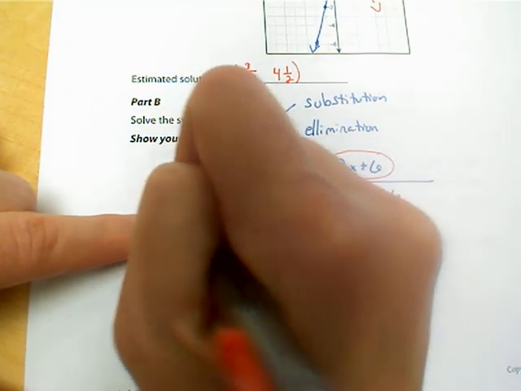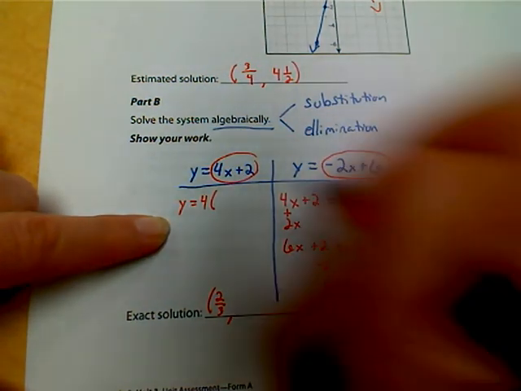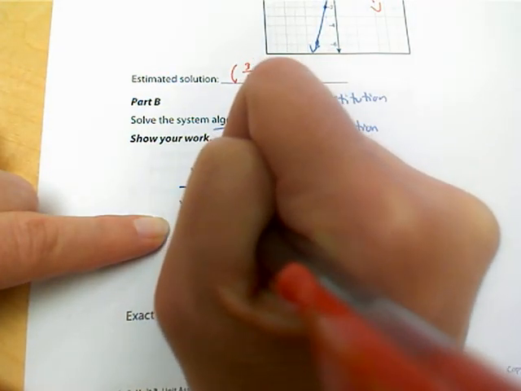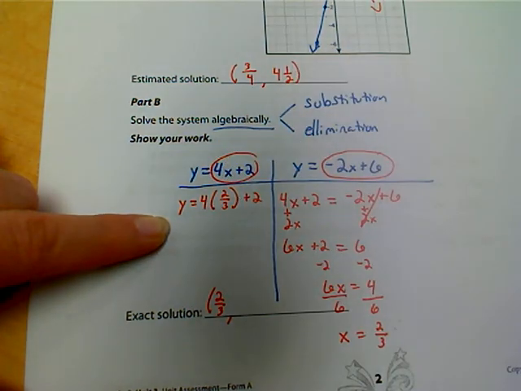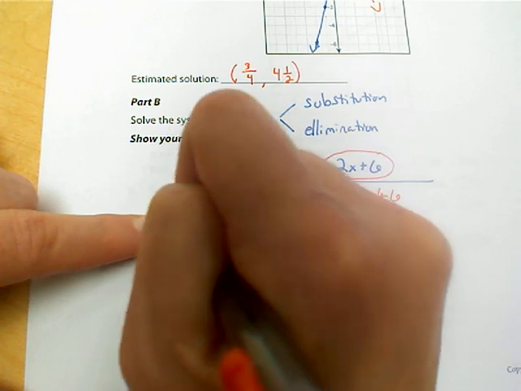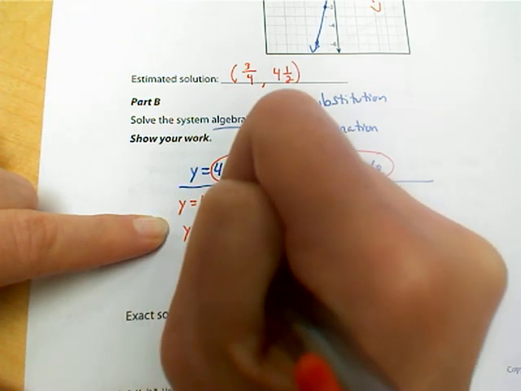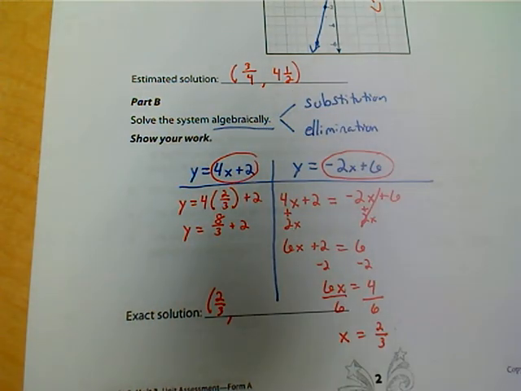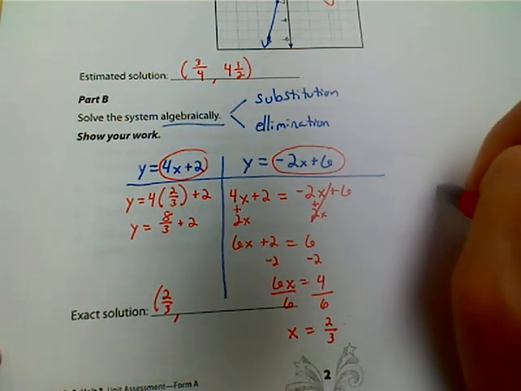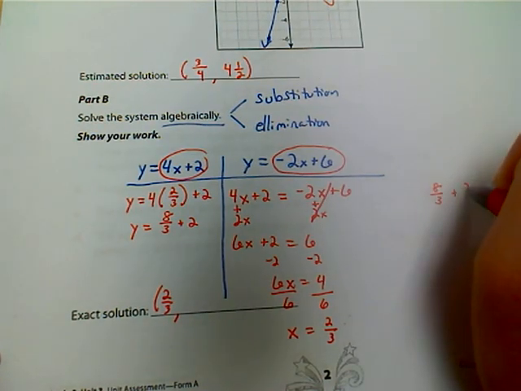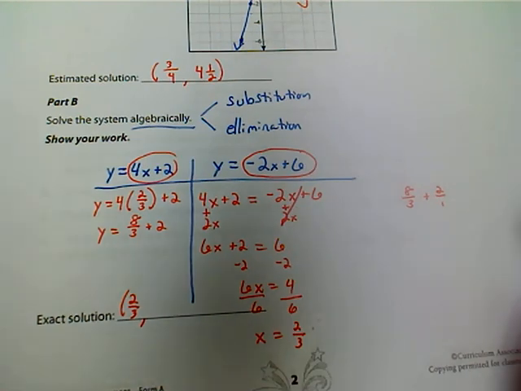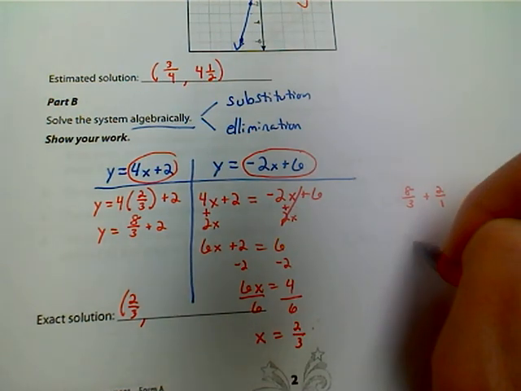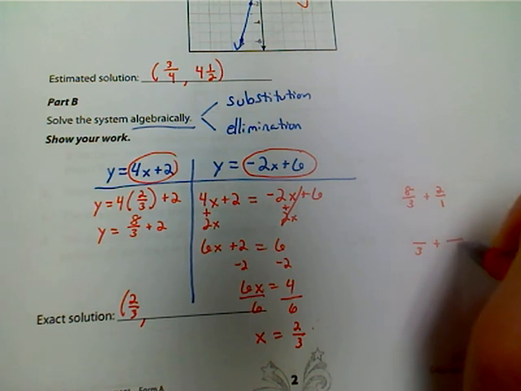So y equals 4 times 2/3 plus 2. 4 times 2/3 is 8 over 3. 8 over 3 plus 2. Let's see, we need a common denominator, so I'm going to go out here. 8 over 3 plus 2 over 1. Of course, you can use a calculator on this. Common denominator is going to be 3.